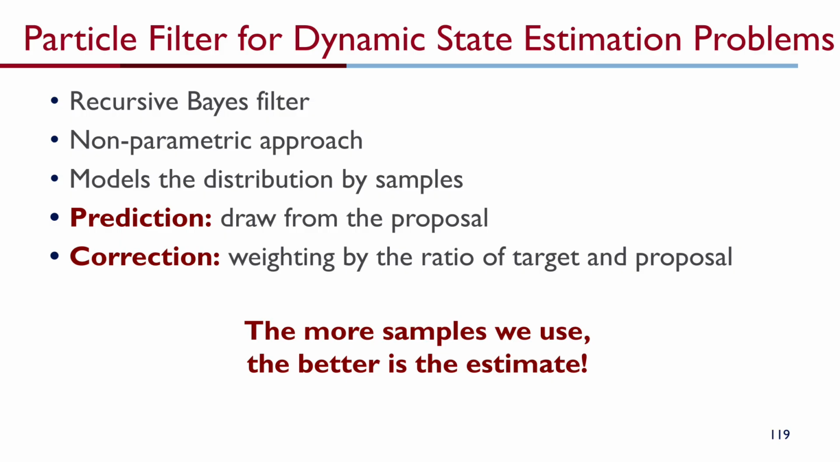The particle filter operates in two stages, a prediction stage and a correction stage. During the prediction step, we draw new samples from the proposal distribution, which is typically based on the robot's motion or odometry. During the correction step, we use the latest sensor observations to adjust the weights of these samples based on how well they explain the measurement. The key takeaway is that the more samples we use, the better the estimate becomes.